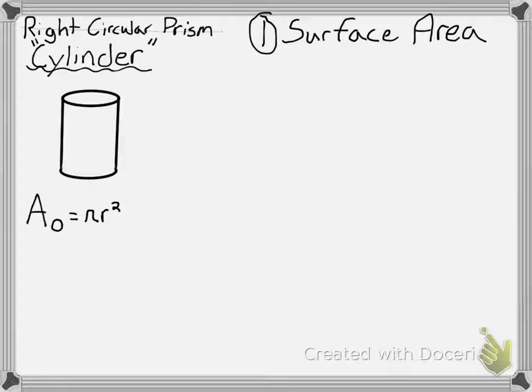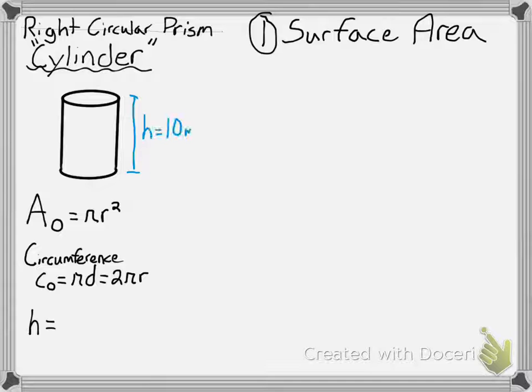So in order to do that, we need two things. We need our surface area of a circle, which is pi r squared. We need to be able to figure out our circumference of a circle, which is pi times diameter, or 2 times pi r. We also need to know the height. So with this cylinder we have 10 meters for our height and 5 meters for our radius.